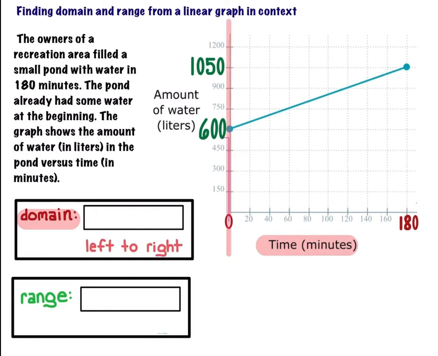right. Looking from left to right, I'm going to move this vertical line showing you that the furthest left we can go is 0, and the furthest right we can go is 180. Domain again refers to the x's, so the possible x's are 0 through 180.